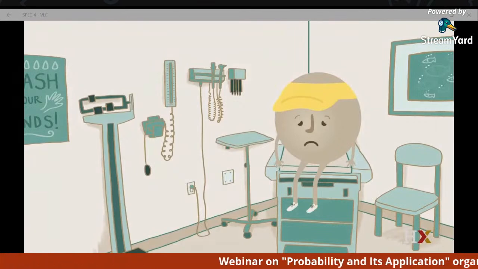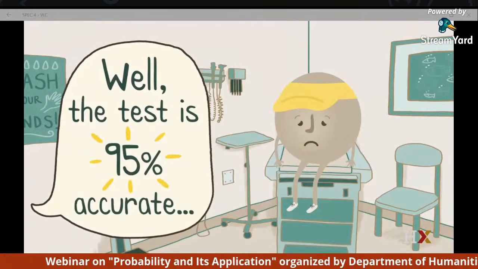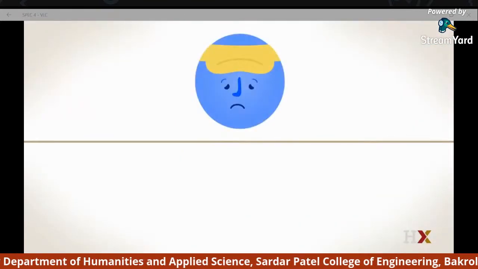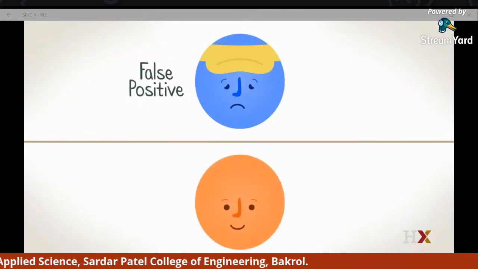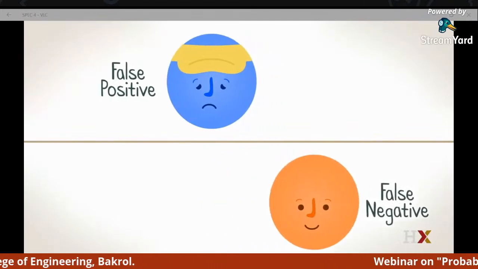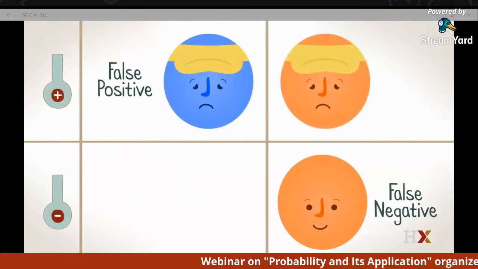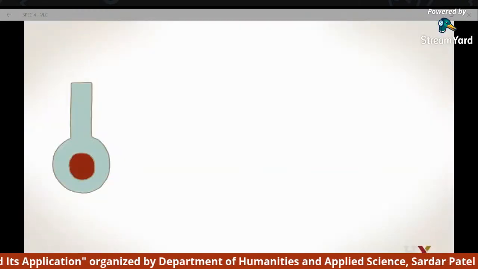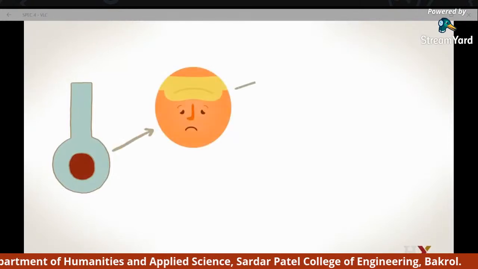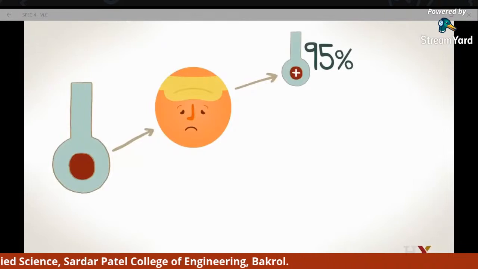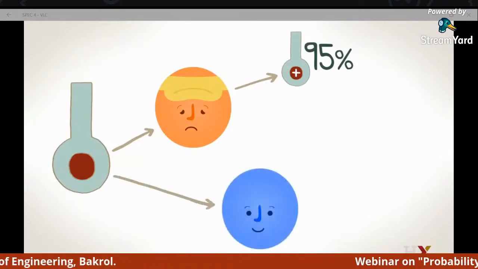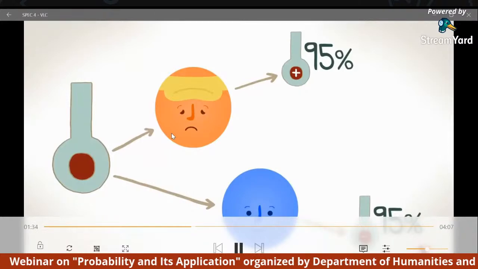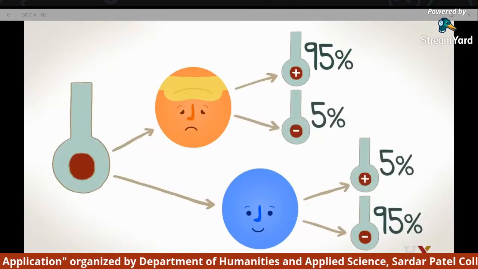Could the test be wrong? Well, the test is 95% accurate. What does this mean for Jimmy? Note that there are two ways this test could be wrong. A person could test positive for the disease when they don't have it, or they could test negative when they do have the disease. There are also two ways that the test could be right. A person who has the disease could test positive, or a person who does not have the disease could test negative. Suppose that 95% accurate means if a person has conditionitis, then 95% of the time they will test positive, which would be the correct diagnosis. If the person does not have conditionitis, then 95% of the time they will test negative, which again would be the correct diagnosis. In other words, there is a 5% chance of misdiagnosis in each case.